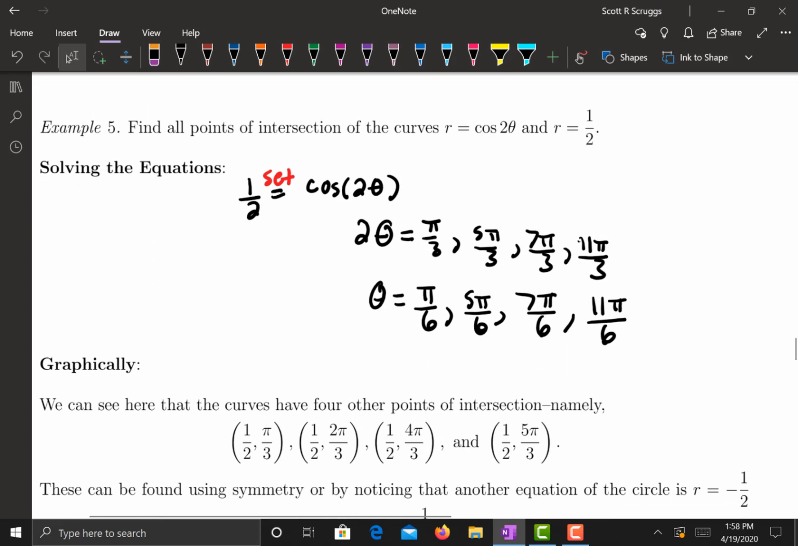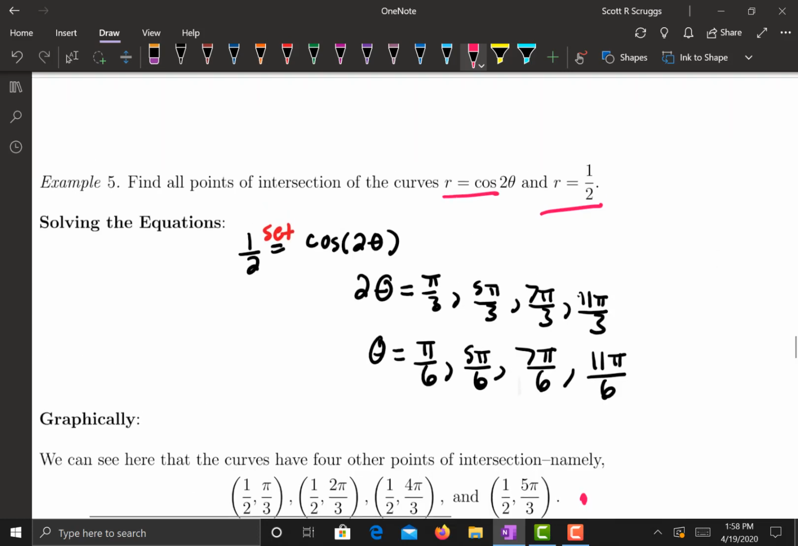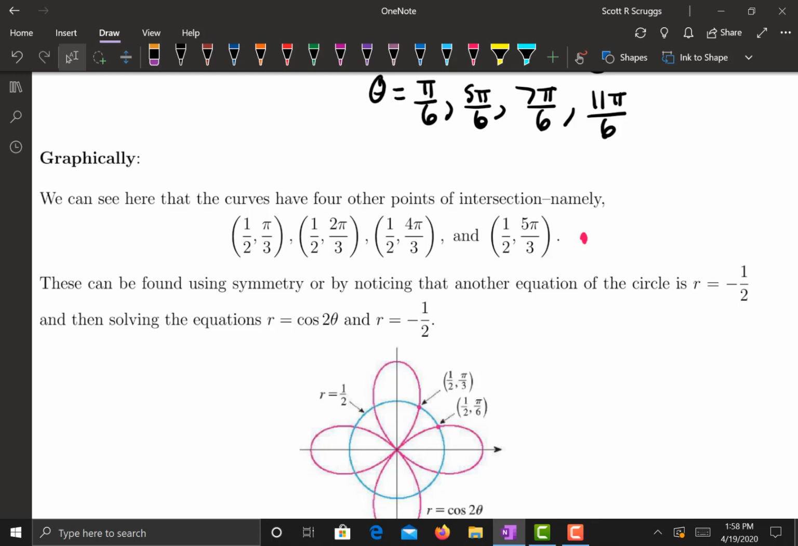we've actually missed a couple. Because if you graph this curve, we actually have 4 other points of intersection between the curves r equals cosine of 2 theta and r equals 1/2. And these 4 points are given here. So keep in mind that we can solve for this graphically. The hard part is, note that we only obtained 4 points, but we actually have 8 overall.